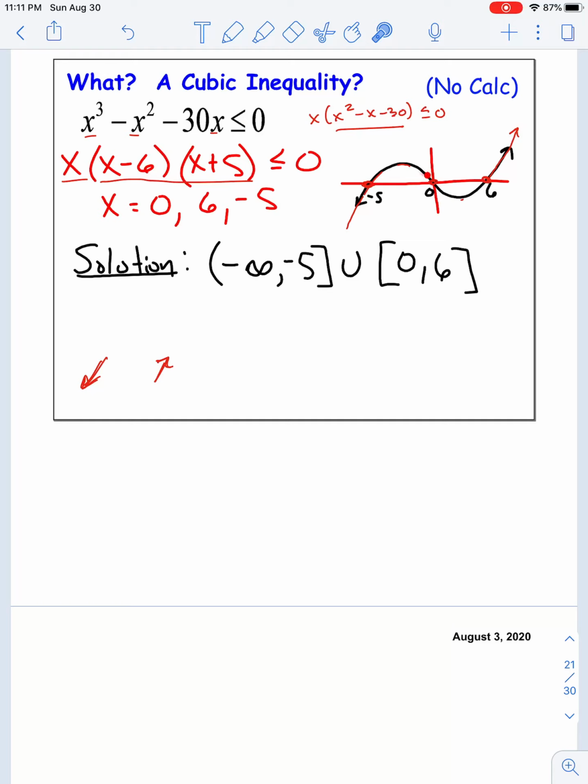From negative 5 to 0, it's positive, so that doesn't work. From 0 to 6, it's negative. So we're going to put in from 0 to 6, and then from 6 to positive infinity, the output is positive. But we want to know when the output is less than 0 or negative. So here you have it between negative infinity and negative 5, and from 0 to 6. And we include all of those points, negative 5, 0, and 6, because it said less than or equal to 0. So 6 and negative 5 and 0 are all places that equal 0.